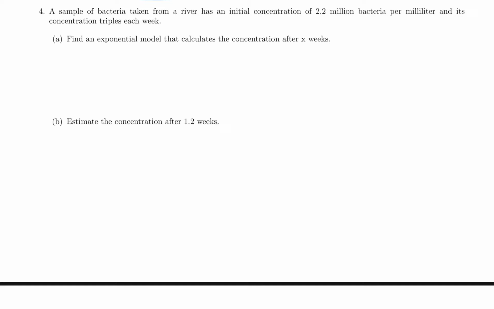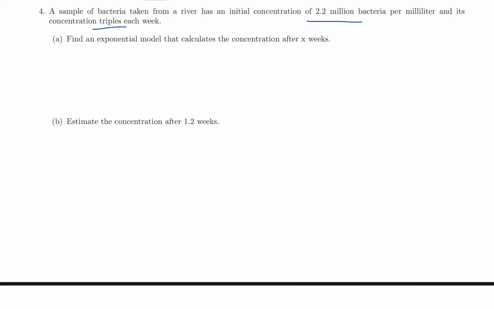Okay. So now let's look at more application problems. So here it says a sample of bacteria taken from a river has initial concentration of 2.2 million per milliliter, and its concentration triples each week. Okay. So find an exponential model that calculates concentration after x weeks. So how do we do this?